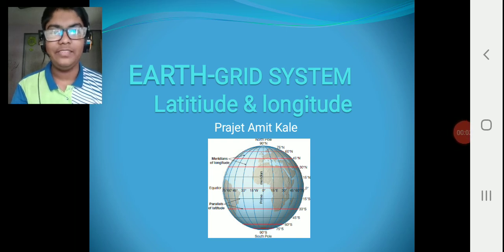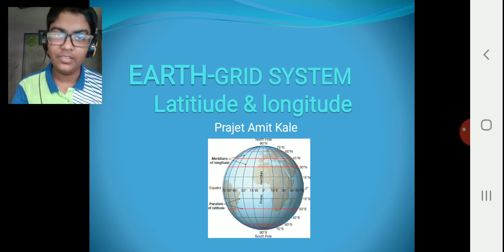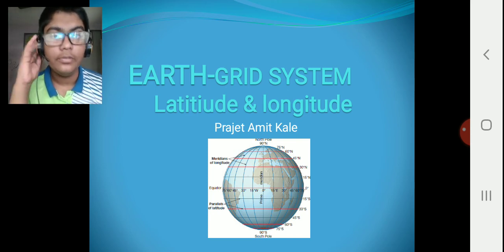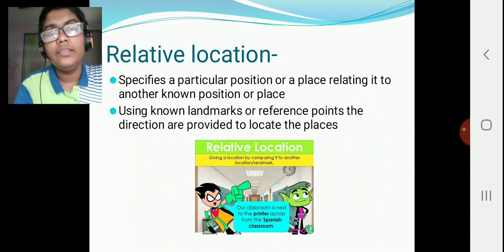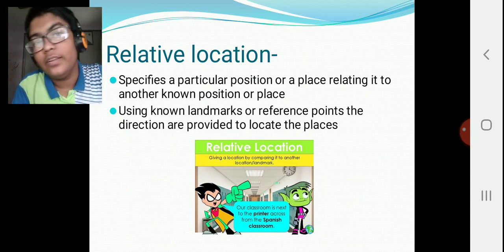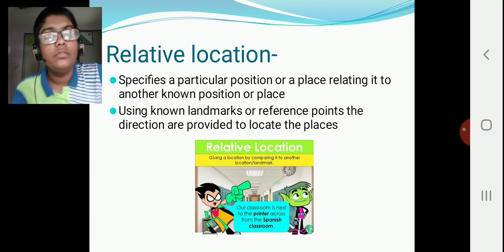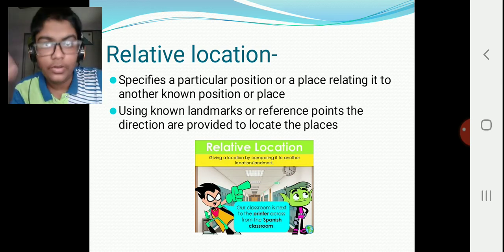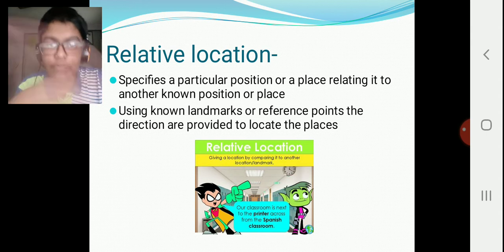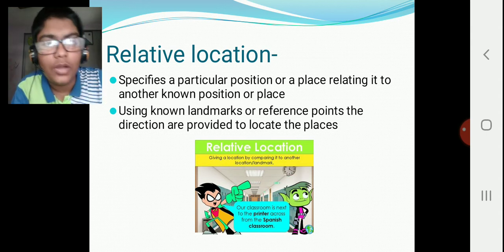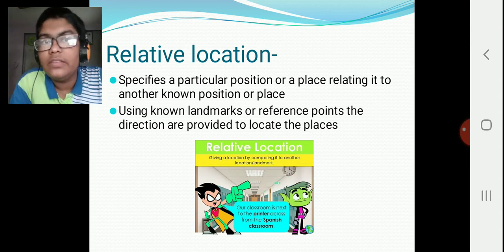Hello students, today let us learn about the Earth's grid system, that is latitude and longitude. So first let us understand why these latitudes and longitudes and this grid system are important. Latitudes are horizontal lines, longitudes are vertical lines. When they meet together they form the grid. We will learn about how that happens. But why are these important?